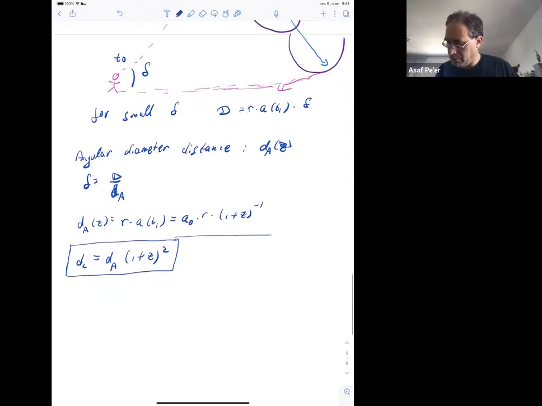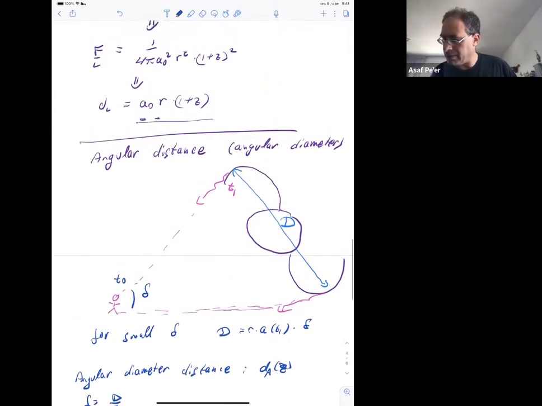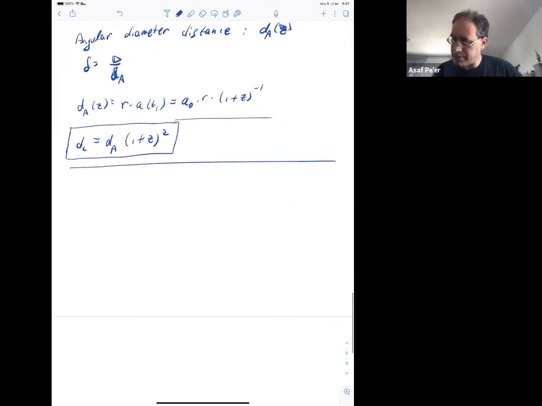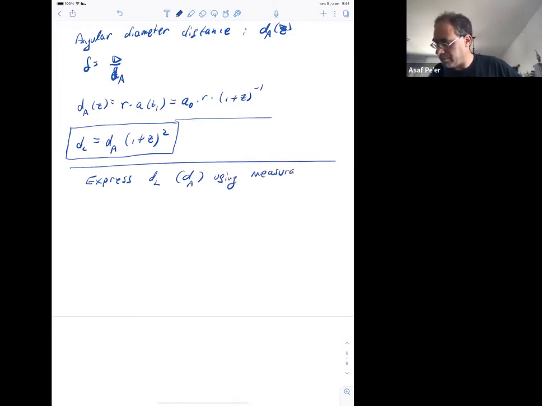Okay. Now let's go back to the problem of expressing the luminosity distance not in terms of R and a0, which are not measured, but only in terms of quantities which can be measured. So express dA using measurable quantities. How do we do that?